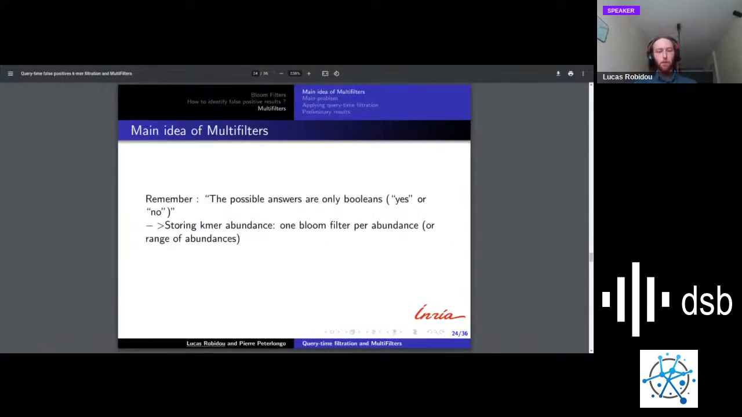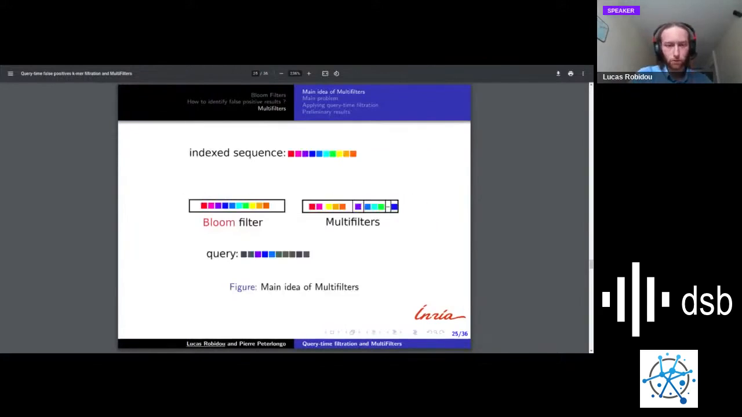So if you remember what I just said about Bloom filters, the only possible answers are Booleans, yes or no. And we would want to be able to count abundance of our kmers. So the basic idea here is to use one Bloom filter per abundance. So we end up having a lot of Bloom filters. Compared to Bloom filters, multi-filters is composed of multiple Bloom filters, and each kmer is stored in the sub-Bloom filters corresponding to each abundance.